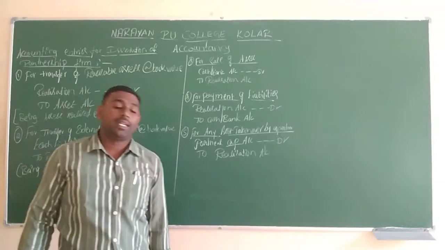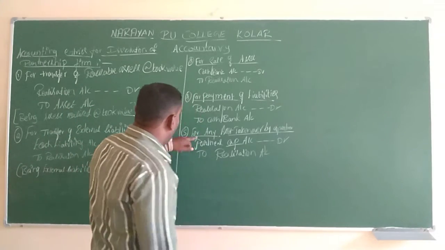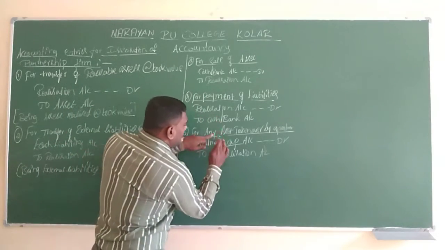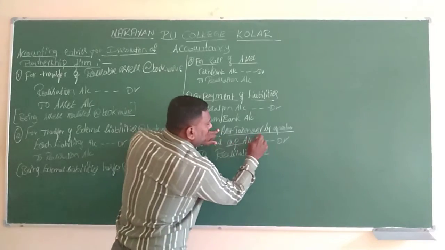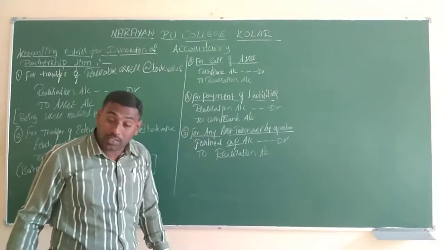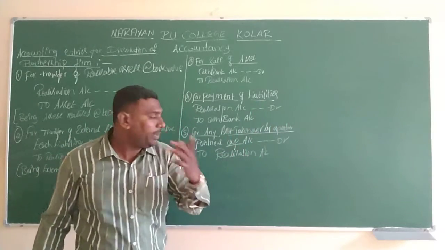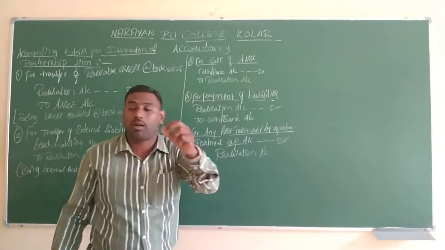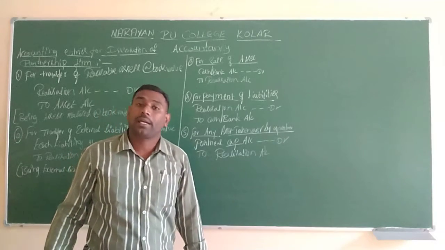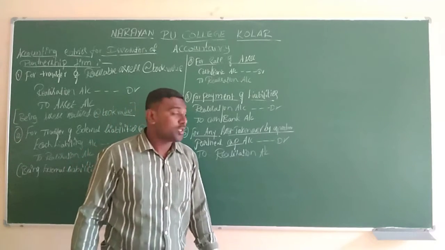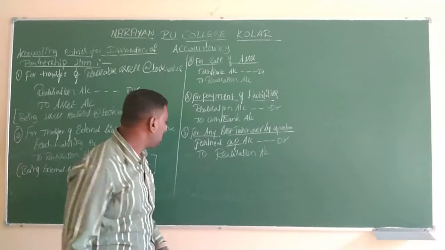For this we also write a narration: assets taken over by a partner. For whichever partner has taken over the asset, we debit their account with the value recorded on the realization account credit side. Have you got it? Like this we create the journal entry.